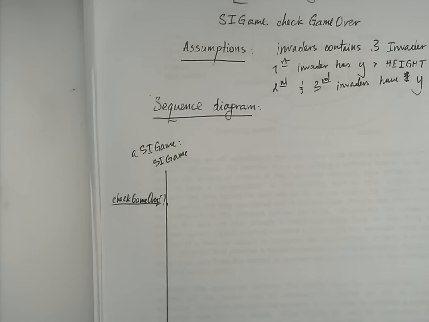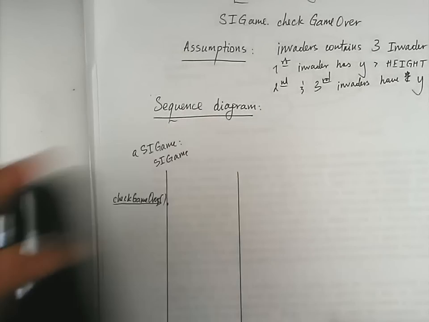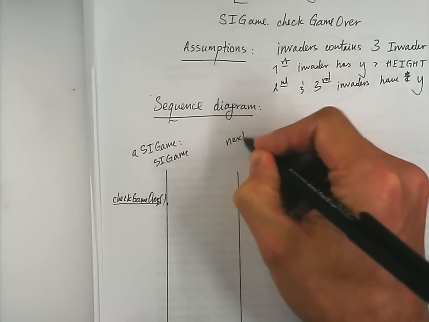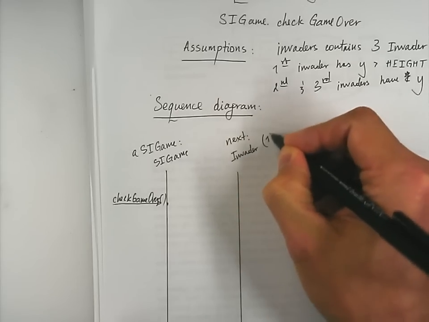Invaders is a list, but to start with, I'm going to just look at the method calls. The method call here is going to be next I get y, and this method is called on some instance of invader. When I run the first time, it's going to be the first invader. So take your trusty little ruler and draw an invader. It's going to be next invader. I'll just say this is the first one.